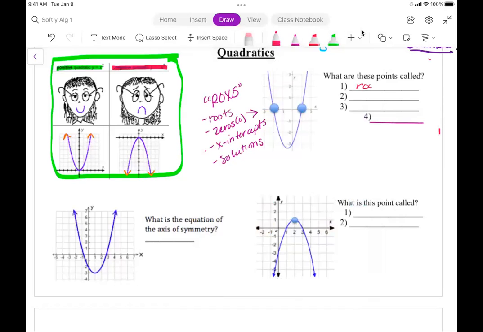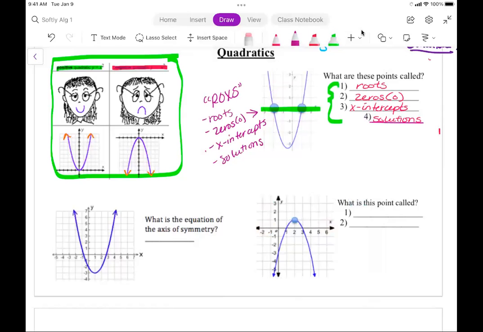We've got roots. We've got zeros. We've got x-intercepts. And we've got solutions. So wherever they cross the x-axis right here is when we'll refer to these terms: roots, zeros, x-intercepts, and solutions.